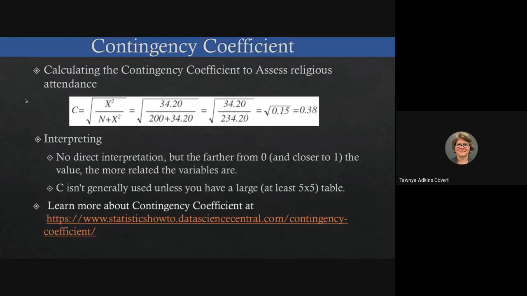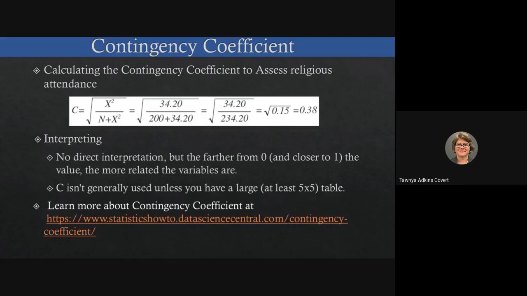In using this to assess religious attendance, I'm plugging in those same numbers that I had in the previous example, where we had a chi-square value of 34.2. And then on the denominator, we have 200 plus 34.2, and we end up with a contingency coefficient of 0.38.